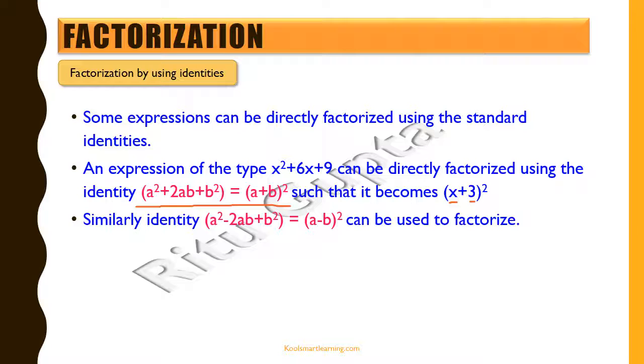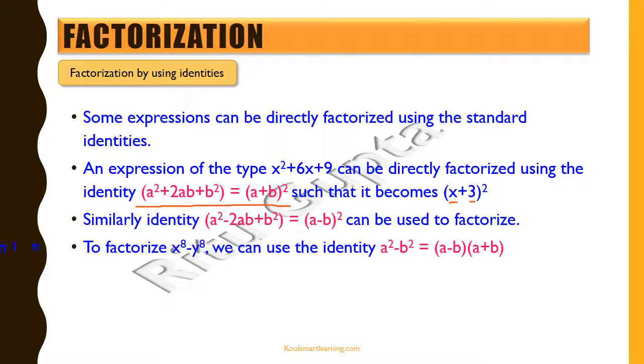Similarly, identities of the type a square minus 2ab plus b square is equal to a minus b whole square can also be used to factorize the given expression. Now let's take another example where we have to factorize x raised to power 8 minus y raised to power 8. We can clearly not use the above two identities that we've talked about.